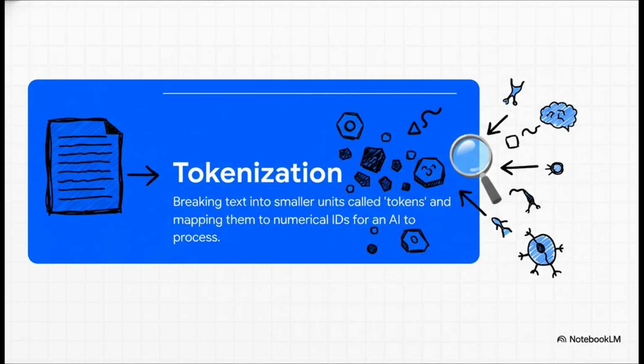Tokenization is that crucial first step. It's like a translator, breaking down our messy human sentences into smaller, meaningful chunks called tokens, and then turning those tokens into numbers the AI can actually work with.